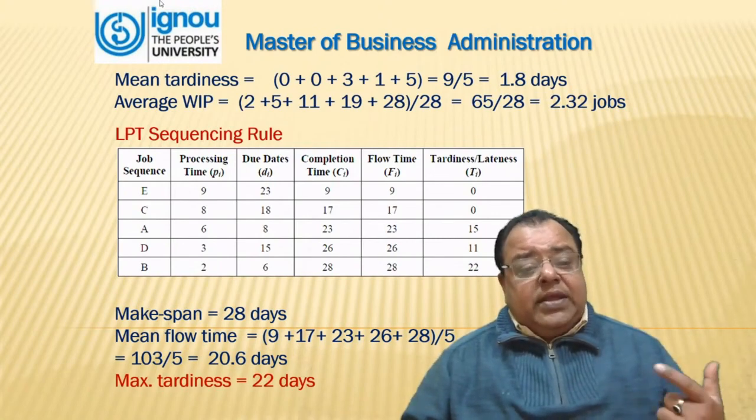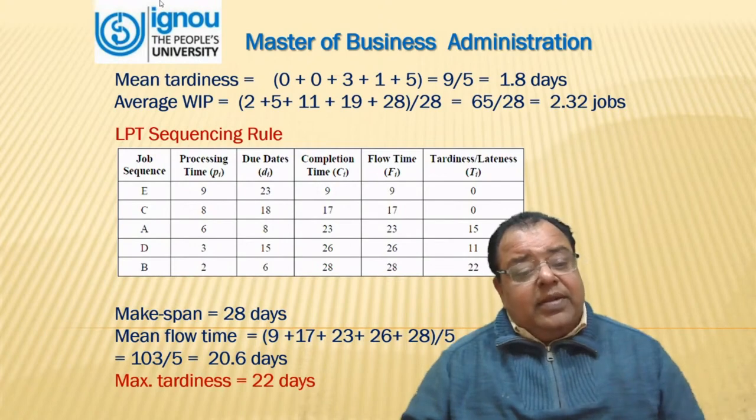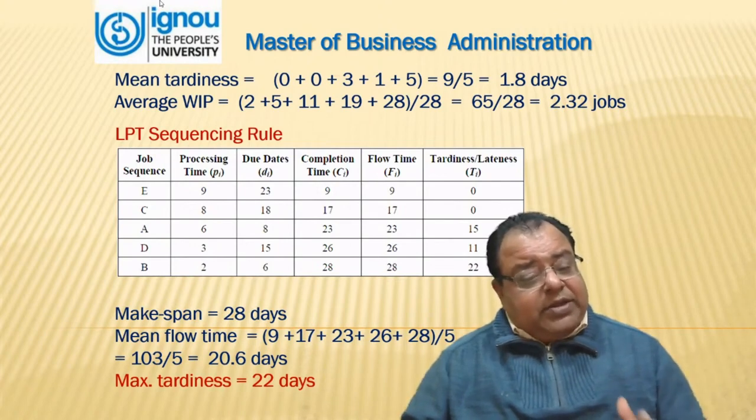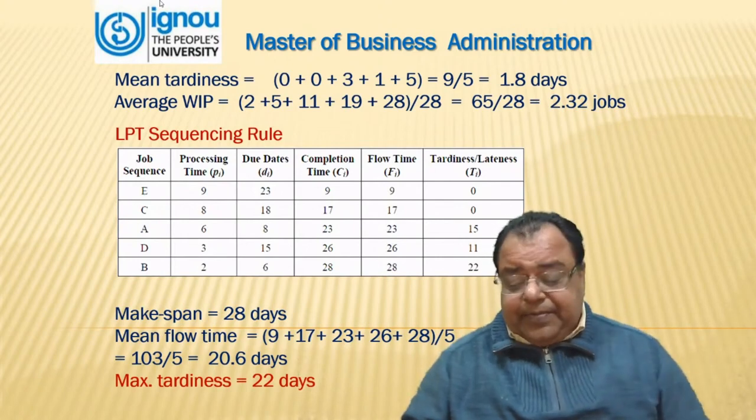Here the sequence has changed and it starts from E, C, A, D, B. Makespan is 28 days, mean flow is 20.6, and maximum tardiness is 22 days.